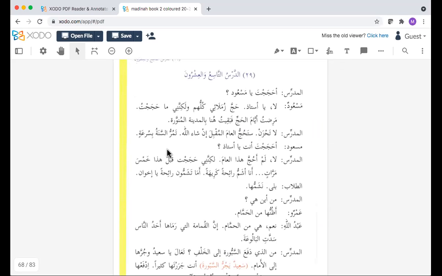So that was just a quick recap. We were talking about those verbs that share the second and the third letter, and this is known as al-fi'l al-mudha'af, الفعل المضاعف, which is that verb where the second and the third letter is doubled.